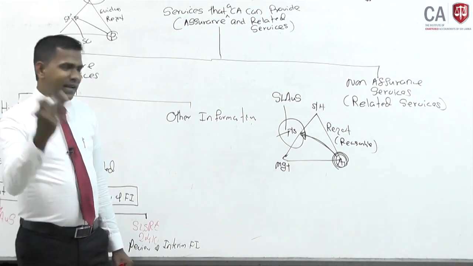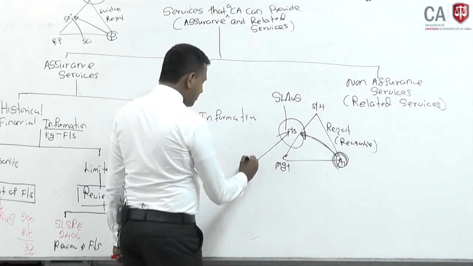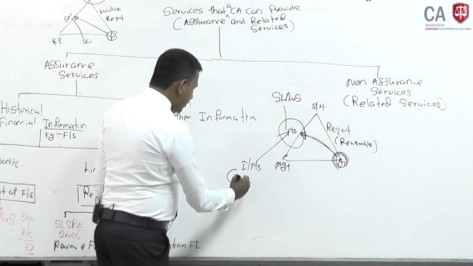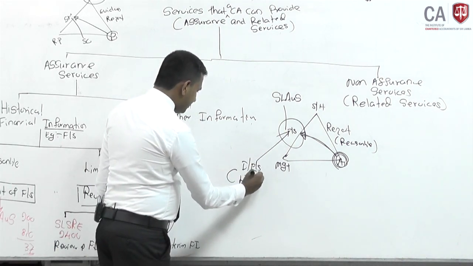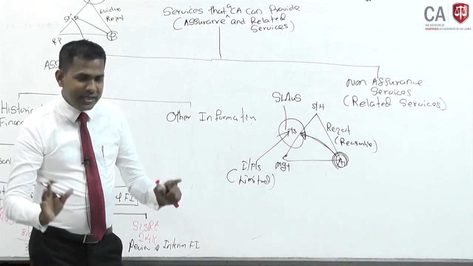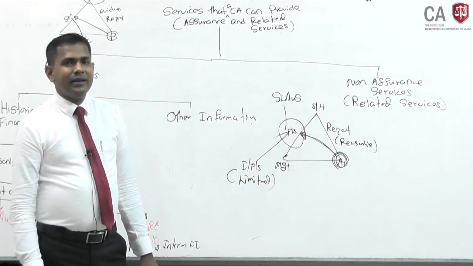Clear? Similarly, this particular appointed auditor can check the interim financial statements prepared by the management and give a limited assurance. Clear? So these two can be done by the auditor, right?